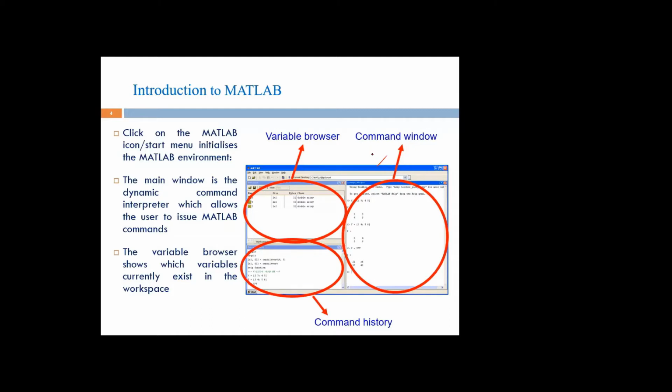In the command window you will give your commands and they will be executed. In the variable browser you can select each and everything, so you can see the results. In the command history, what you have performed will be there. So there are three parts. One is the command window, where you give the commands and the output will be executed.